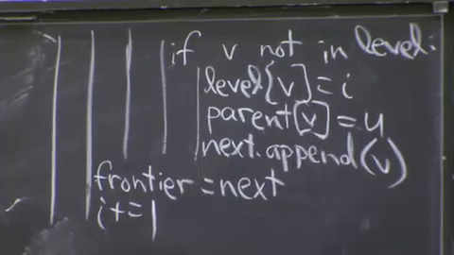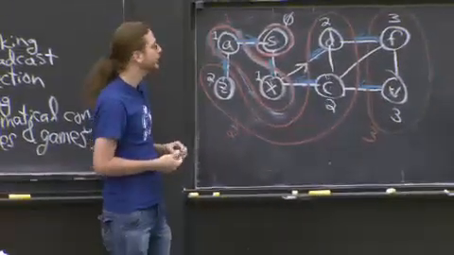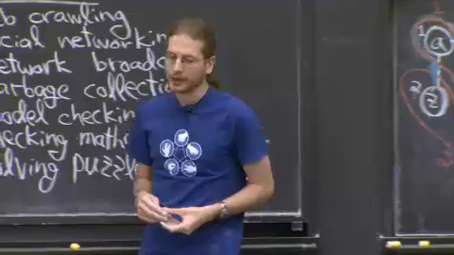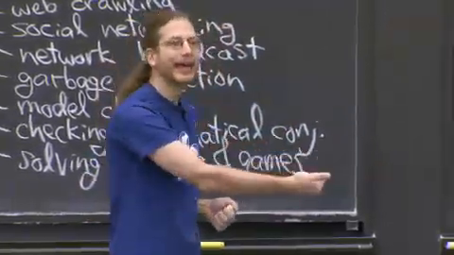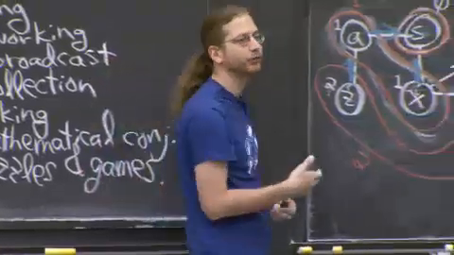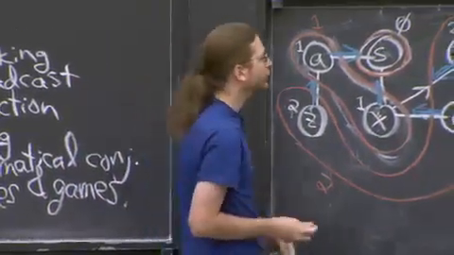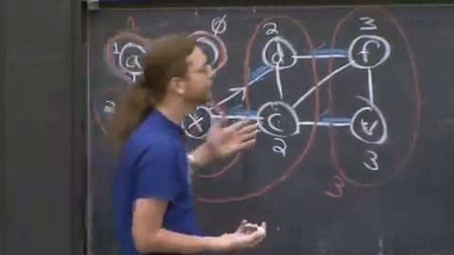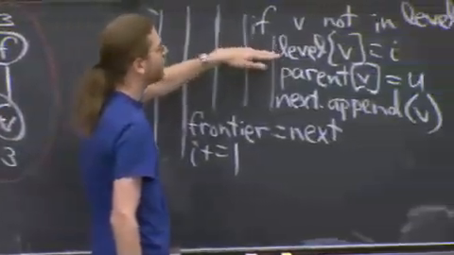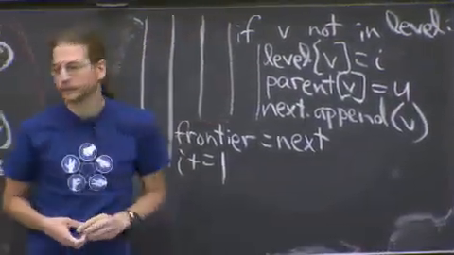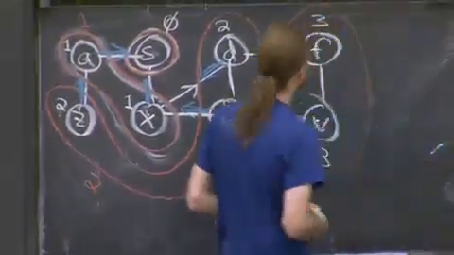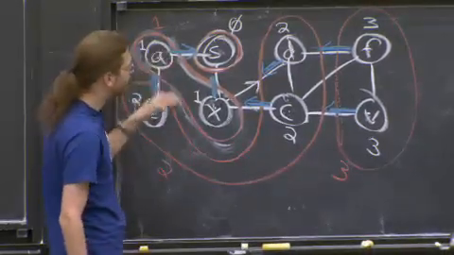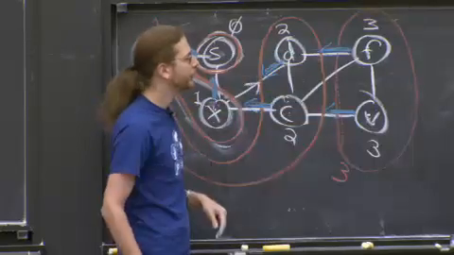But it looked a little wasteful because it was checking vertices over and over. But if you think about it carefully, you only check every edge once. Or in undirected graphs, you check them twice, once from each side. A vertex enters the frontier only once, because once it's in the frontier, it gets a level set, and once it has a level set, it'll never get added to next. So S gets added once, then we check all the neighbors of S. A gets added once, then we check all the neighbors of A. Each of these guys gets added once, and we check all the neighbors.